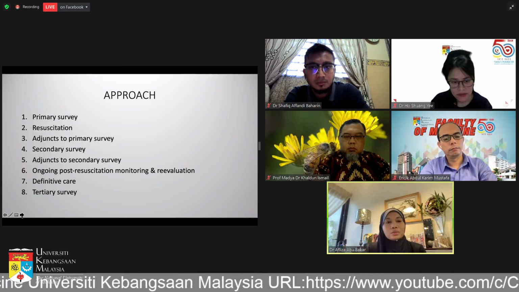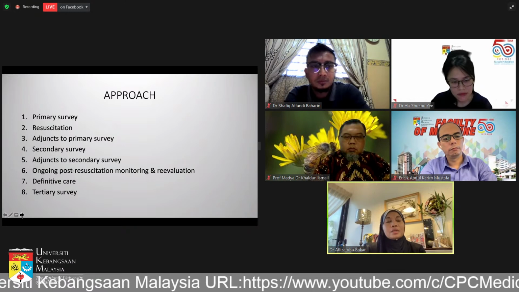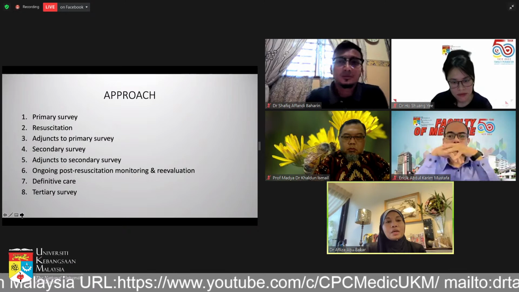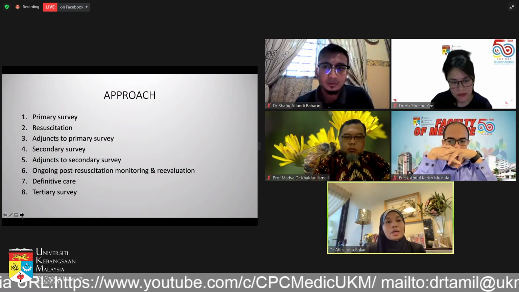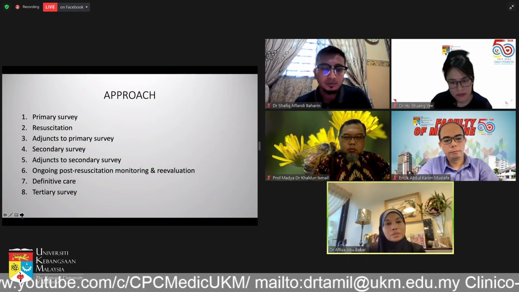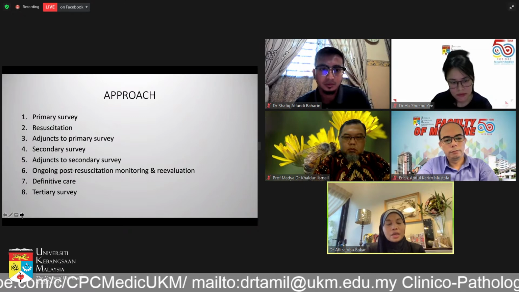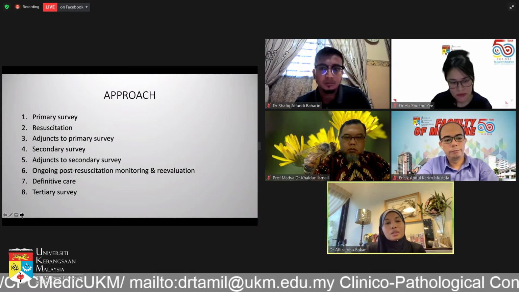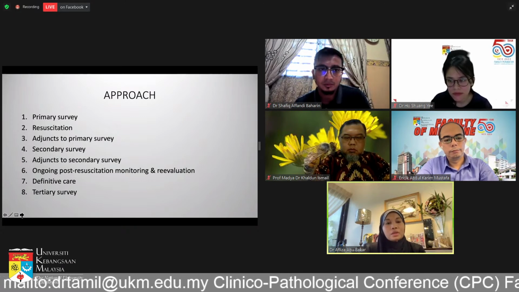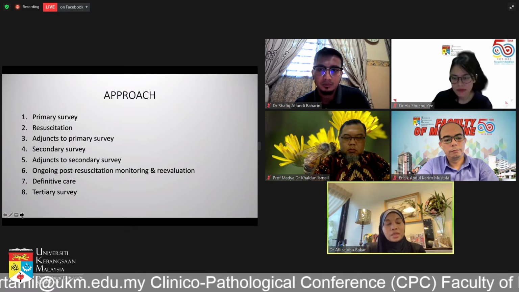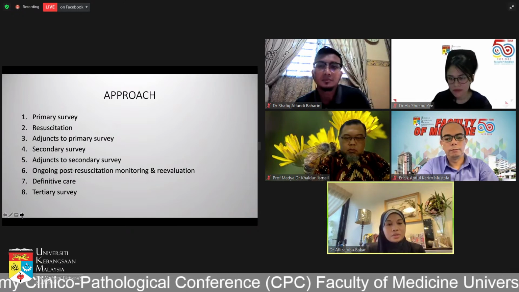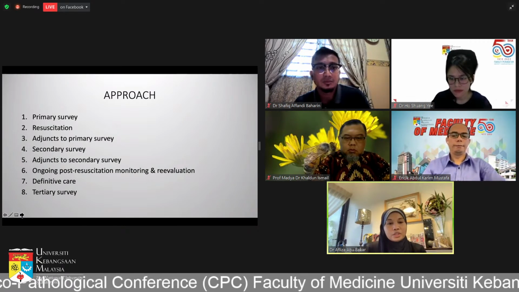Now, although it says it's 1, 2, and 3, most of the time it's done as a multidisciplinary team together. So some will do the primary survey, at the same time resuscitation is ongoing and the adjuncts are being performed. Once we've got the patient to a somehow manageable situation, we move to the secondary survey and to the adjuncts to the primary survey. Whilst this is going on, continuous monitoring, re-evaluation, and post-resuscitation care is ongoing. At the same time, teams are trying to figure out the definitive care and plan for a tertiary survey and management.